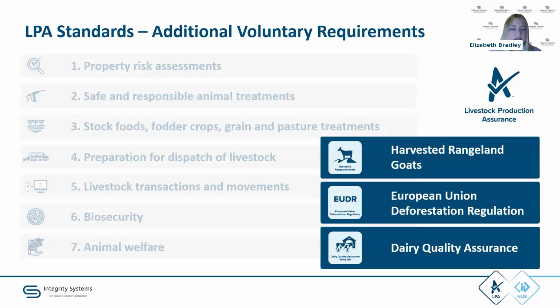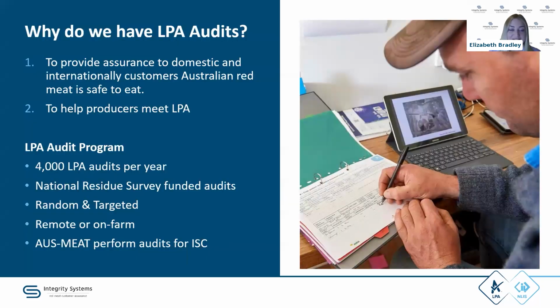In terms of the additional voluntary requirements that I'll run through at the end, I mentioned them at the start, but harvested rangeland goats, the European Union's Deforestation Regulation tool, and then also the linkage with dairy quality assurance if that's relevant to you. We're still expanding the program, so I would expect to see a lot more in that space in the coming few years. But onto the main topic of LPA audit.